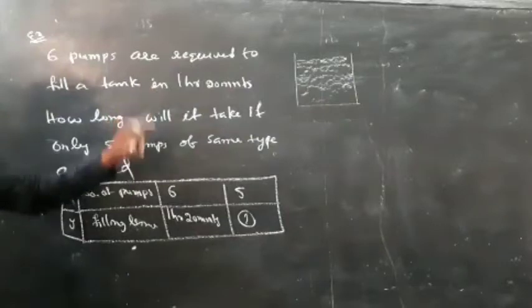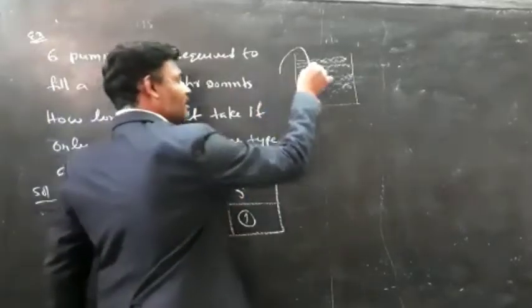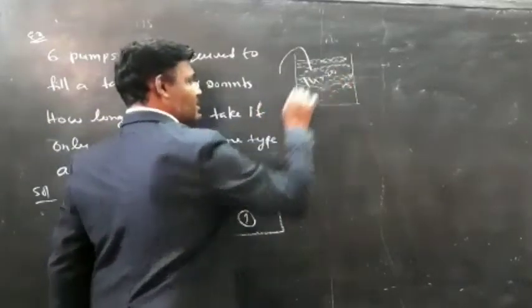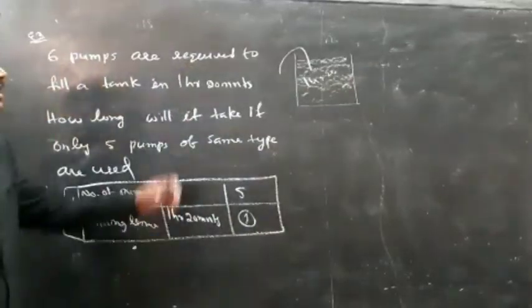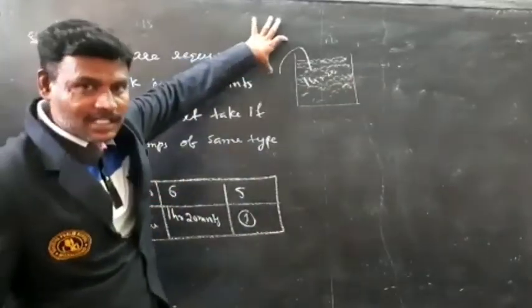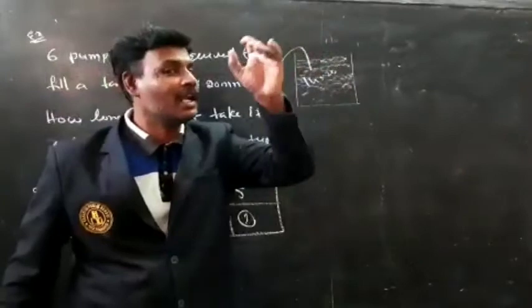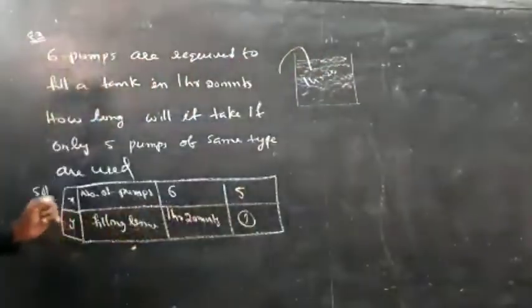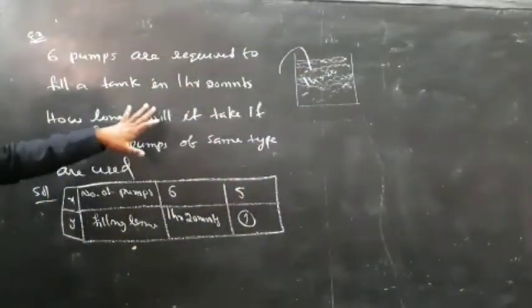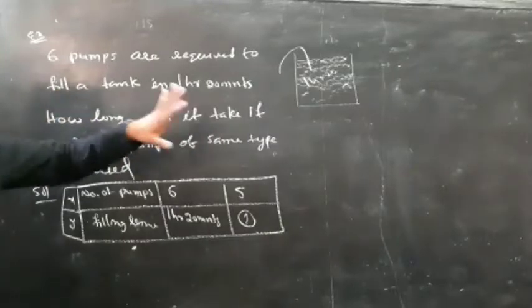Filled in 1 hour. So the 6 pumps are filling the tank in 1 hour 20 minutes. Here 6 pumps are working to fill the tank in 1 hour 20 minutes. How long will it take if 5 pumps are worked?